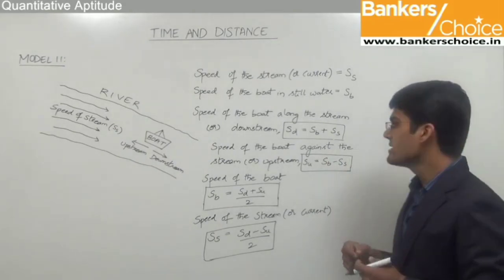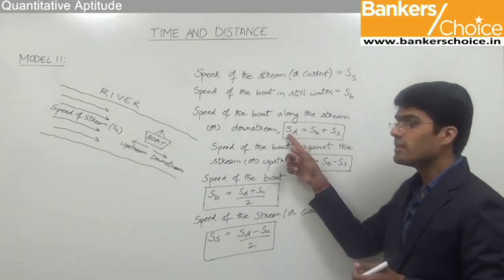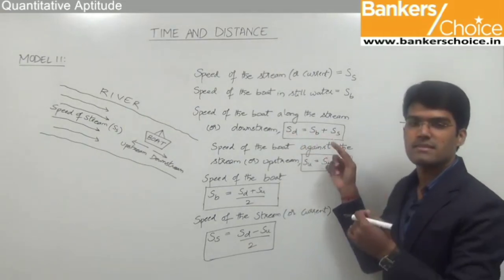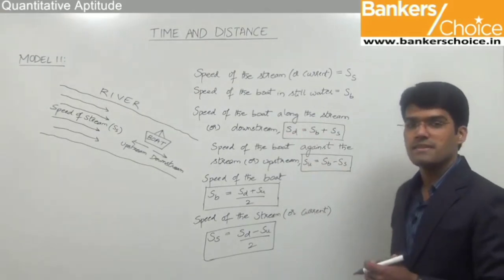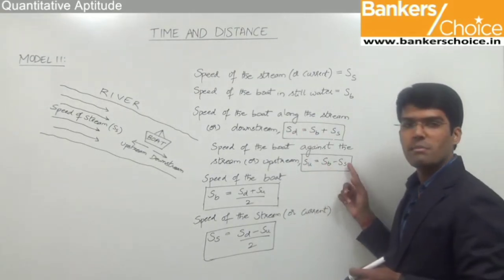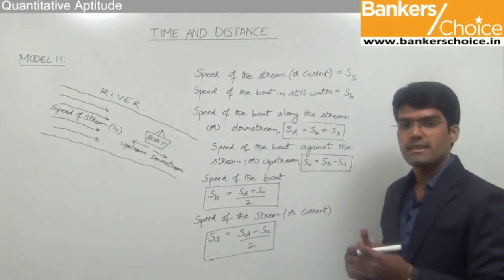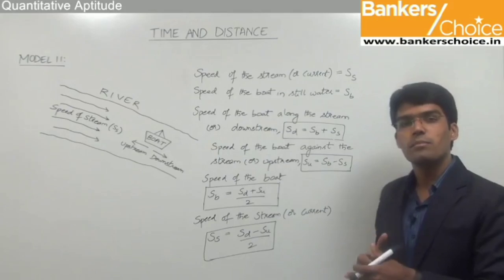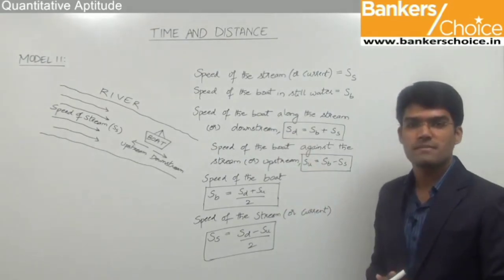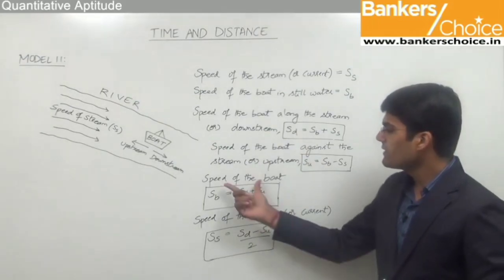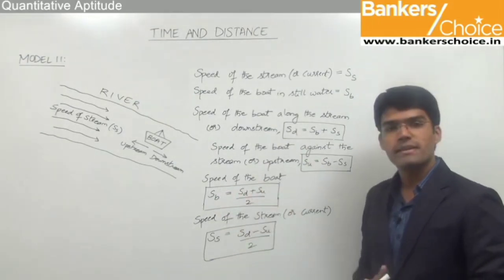So the two important points here are downstream speed and upstream speed. As you can see here, downstream speed is equal to SB plus SS. That is the sum of the speeds of the boat and the stream. And upstream speed is the difference here. That is boat speed minus the stream speed. After taking the downstream speed and upstream speed, let us now see how we can find out the speed of the boat and the speed of the stream when SD and SU, that is downstream and upstream speeds, are given to us. So the speed of the boat here can be directly taken as downstream speed plus upstream speed divided by 2.